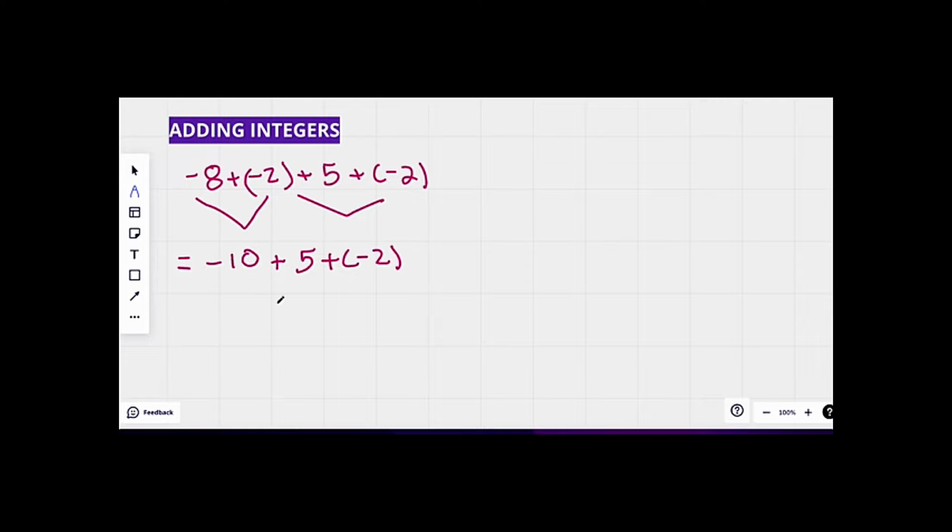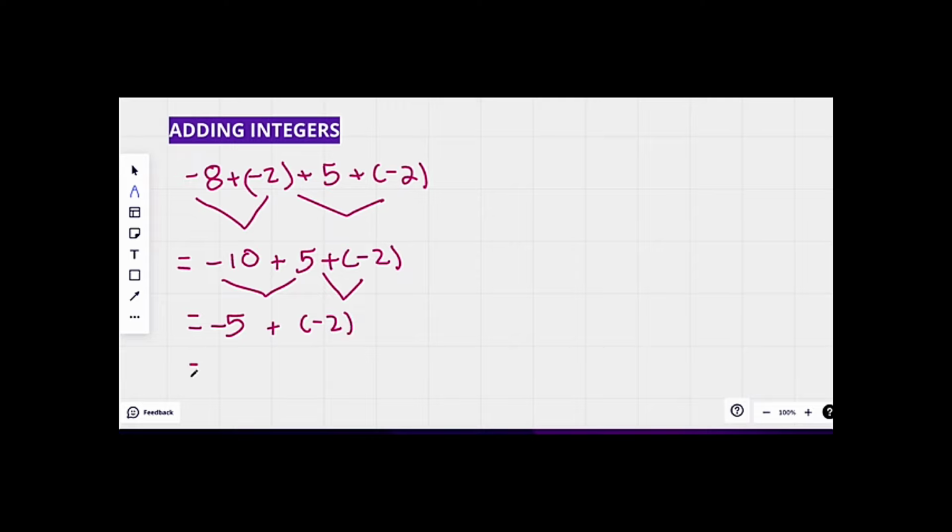Okay, so we'll focus on the next two numbers here. We've got a negative 10 plus a positive 5. We said when we have a negative and a positive, we're going to subtract. So we subtract 5 from 10 because 10 is the largest number. 5 from 10 is 5. And we keep the sign of the largest number. In this case, the largest number is a 10, so this is a negative 5. Now let's bring down the next part.